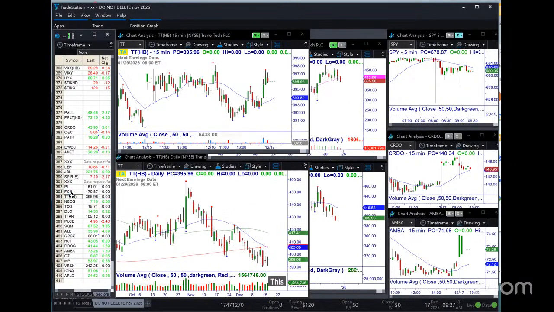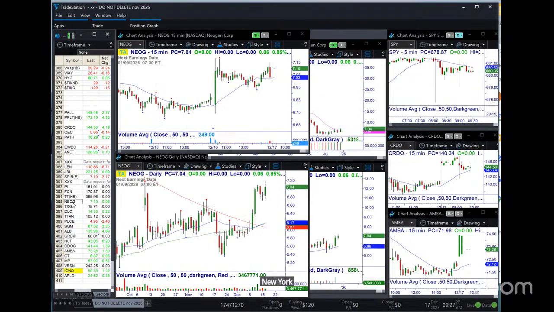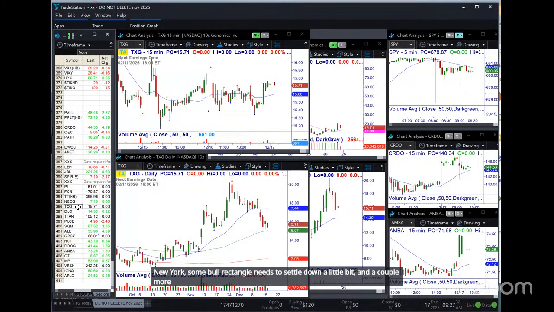This is a short idea if it keeps bobbling with inside bars and then the market decides to turn. You'd short the lows of that. NEOG, it's a bull rectangle, needs to settle down a little bit. I want a couple more inside bars.